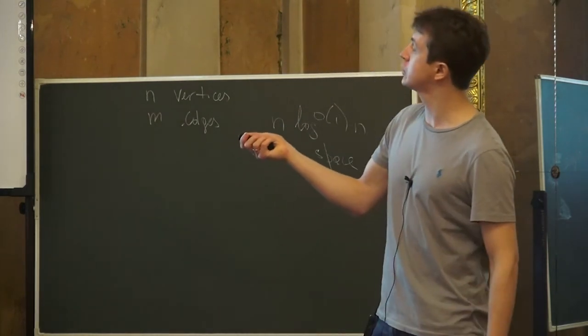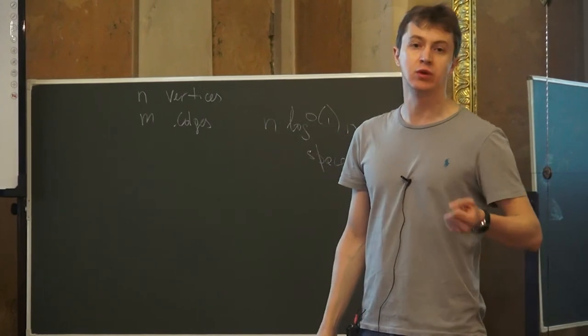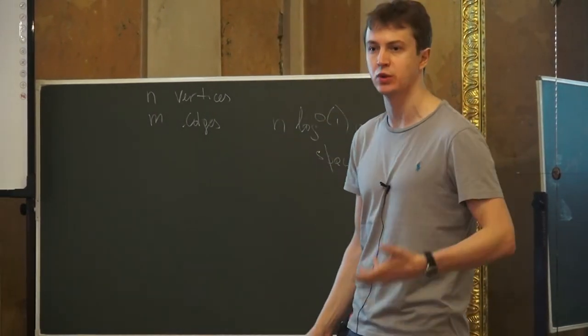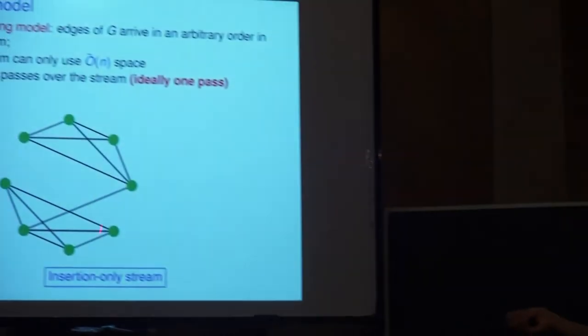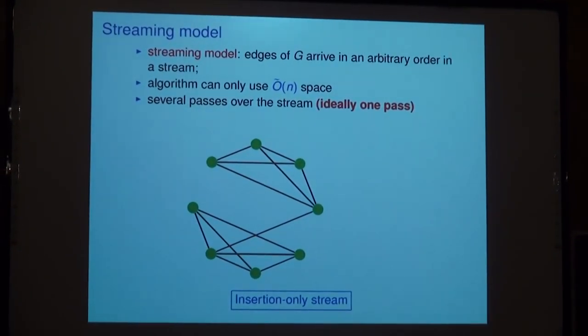And one could think of the algorithm as making several passes over the stream. But again, ideally, we want single pass algorithms, so oblivious compression schemes, like the ones that we have seen before. Good. And in the picture that I just showed, edges were only added to the graph. So this is known as an insertion stream. But we will look at deletion streams as well.